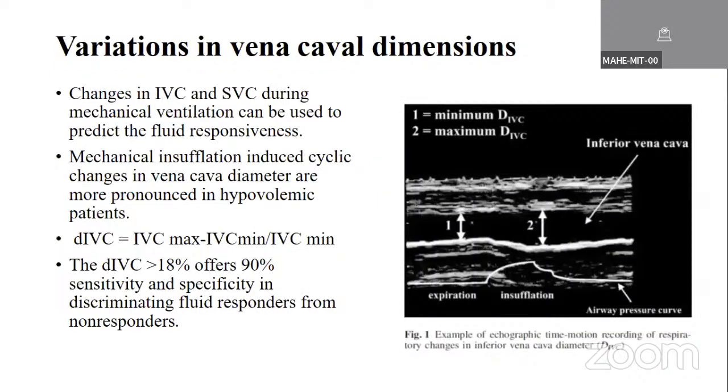Next, coming to vena cava dimensions. For the IVC or SVC, we can see the changes during mechanical ventilation. It also helps to predict preload responsiveness. The mechanical ventilator induced cyclical changes in the vena cava diameter are more pronounced in hypovolemic patients if they are falling on the steep part of the Frank-Starling curve. So in mechanical ventilator patients, we measure the IVC distensibility index, which is IVC max minus IVC minimum by IVC minimum.